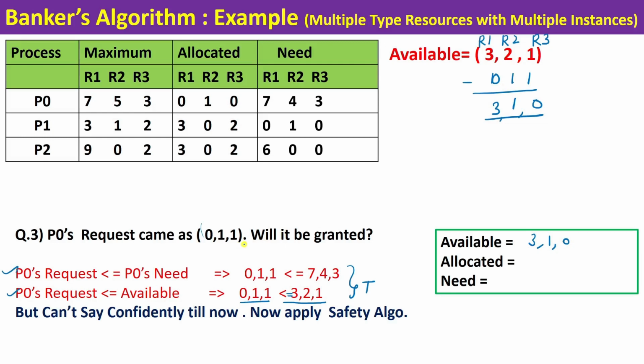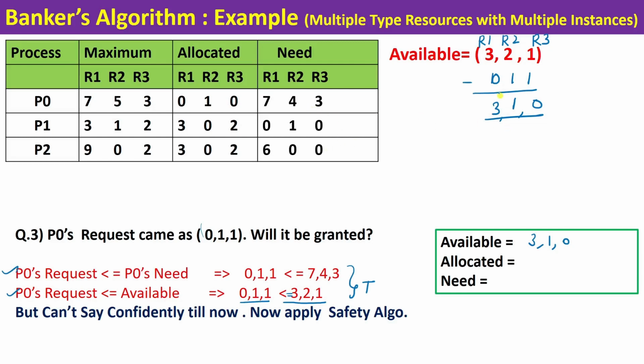Okay, you have to be very careful that we are pretending. Okay, we are doing the background work. Actually this P0 request is not granted as of now. Okay, it will be granted only after the safety algorithm says if it is a safe state or not. Okay, so let's say we pretend 0, 1, 1 is given, then available will be 3, 1, 0.